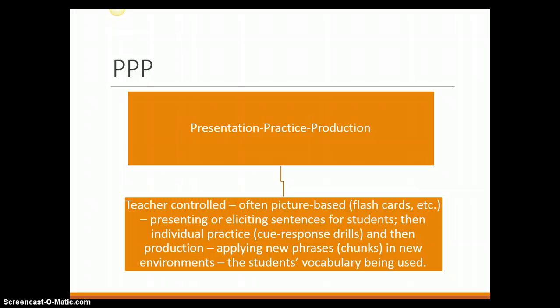For instance, how to work with the progressive, that is be plus -ing: I am skipping, the kids are playing, I am playing. And so a new picture with the teacher is playing, here's the teacher playing something, and so on and so forth.